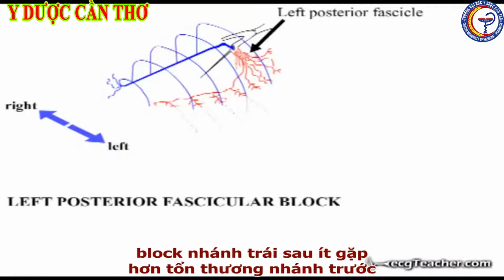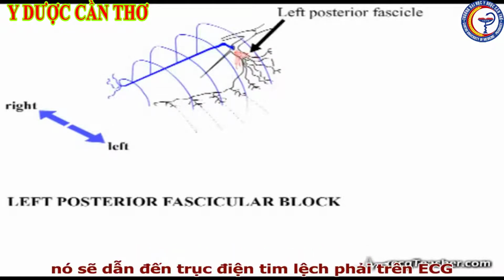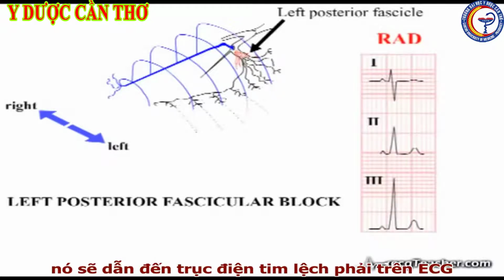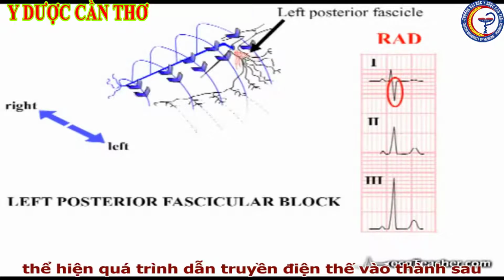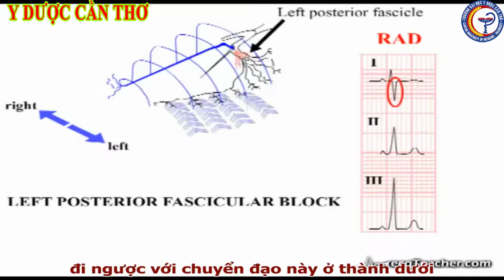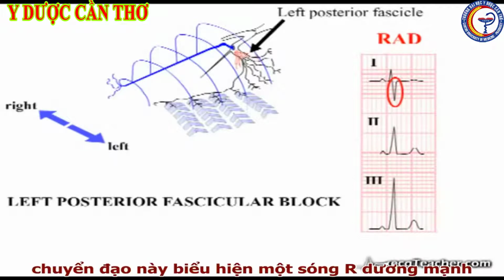Left posterior fascicular block is less common than damage to the anterior fascicle. However, when this situation does arise, it results in right axis deviation on the ECG. The late deep S-wave in lead 1 reflects the delayed retrograde spread of depolarization away from this lead in the inferior wall. As this depolarizing voltage is moving towards lead 3, this lead retains a strong R wave.